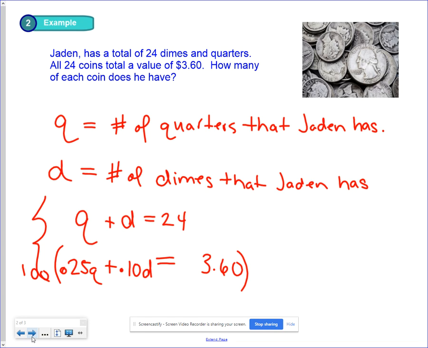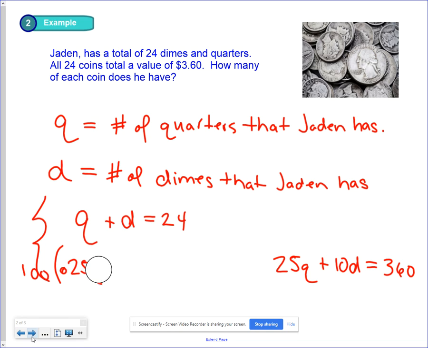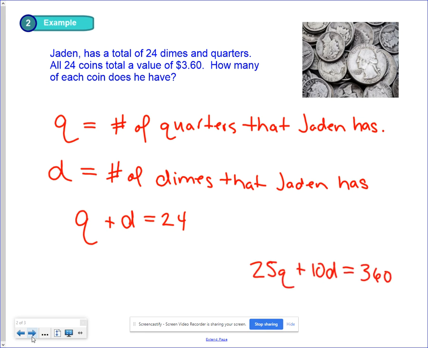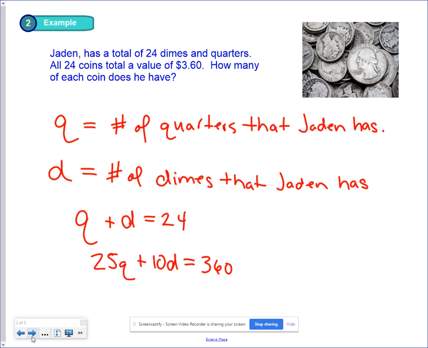If we multiply that equation by 100, we get 25Q plus 10D equals 360. Basically, what we're doing is just taking the values and changing them all to pennies. $3.60 is 360 pennies. A quarter is worth 25 pennies. A dime is worth 10 pennies. It's going to make it easier to solve. So I'm just going to erase this. I'm just going to use these two equations to solve the problem.